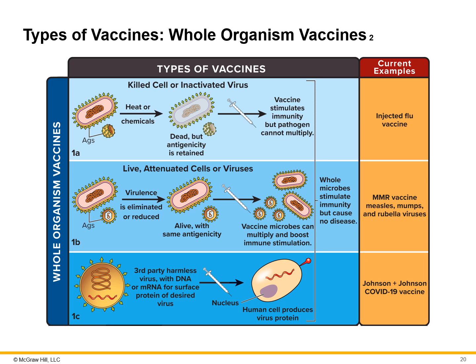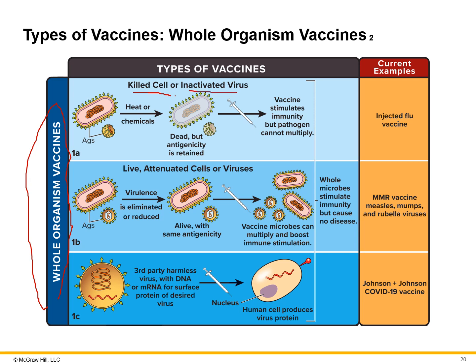So what this summary figure here is showing, so we have whole organism vaccines. This is where the entire bacteria or the entire virus is added to the recipient, but in all cases, something has happened to that whole cell. We're not causing an infection. So in this case, in 1A, the cell has been killed or the virus has been inactivated.